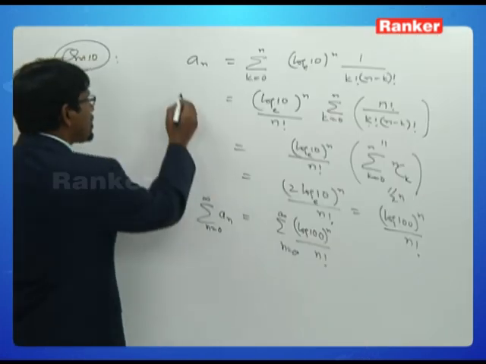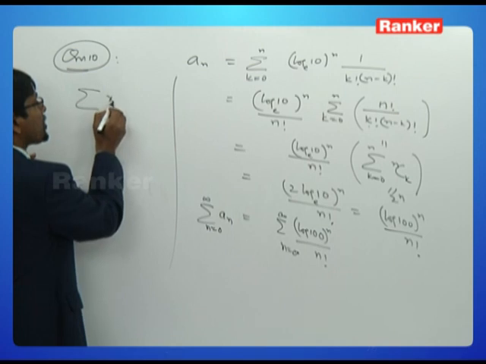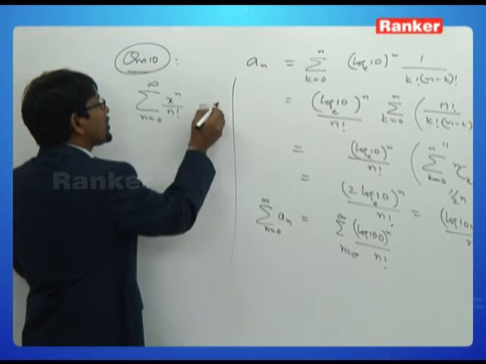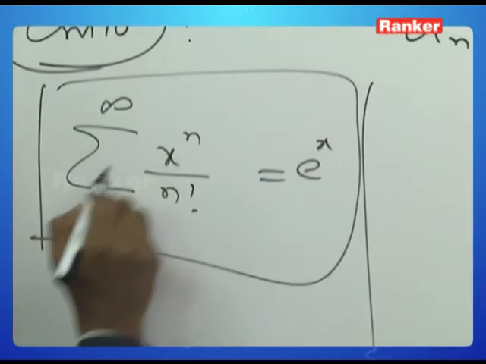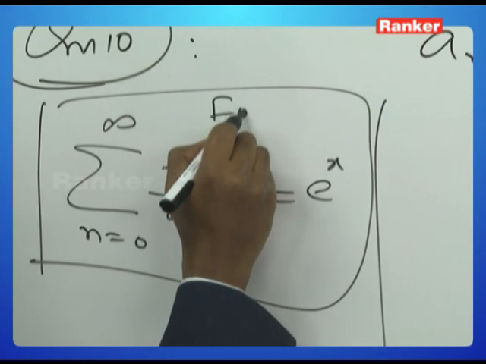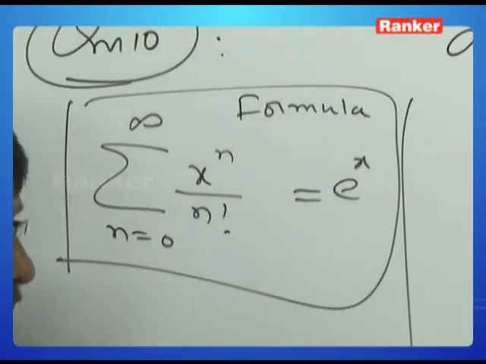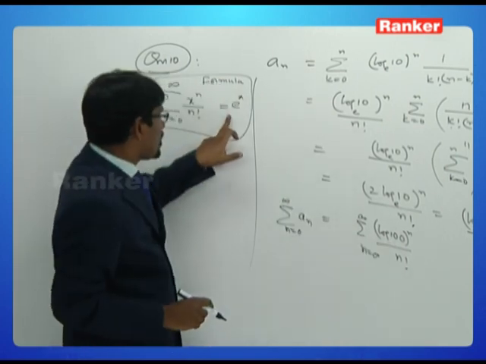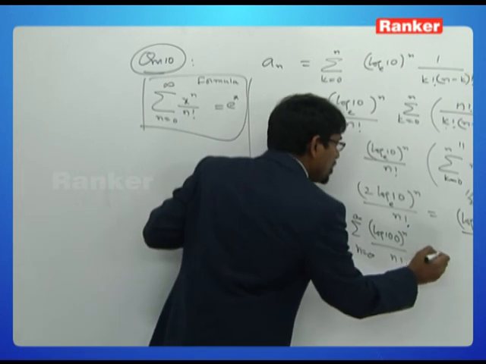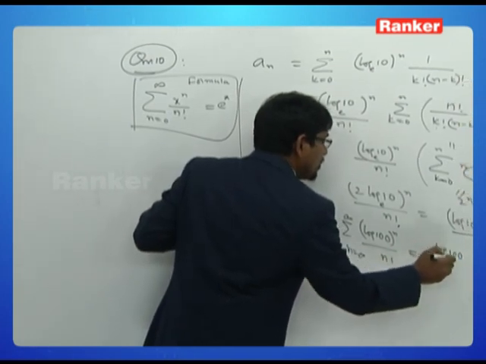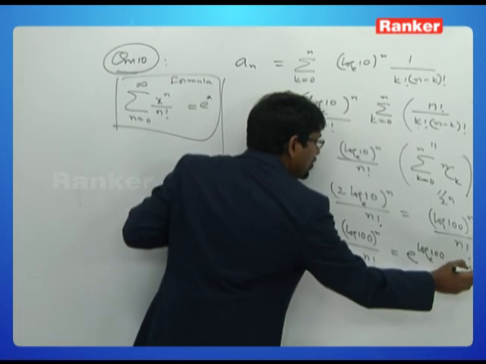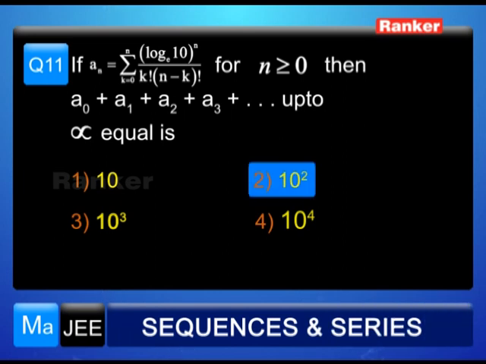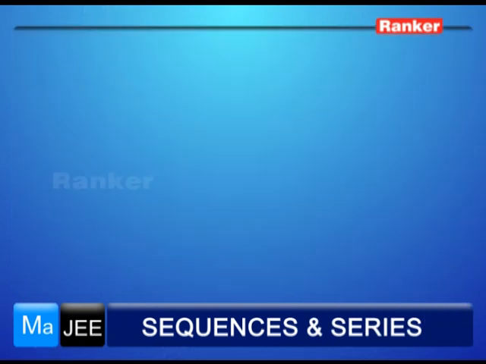We know that summation sigma x power n by n factorial, n ranging from 0 to infinity, is e power x. This is the key formula that is used in this problem. So in place of x we have log 100, so that makes it e power log 100. What is e power log 100? That's clearly 100, which is nothing but 10 square there. So the answer is 2. Answer is 2 there.